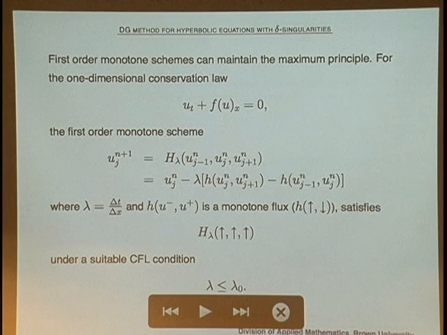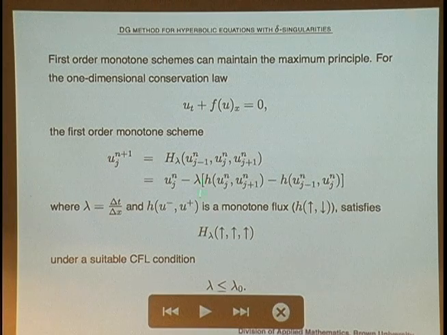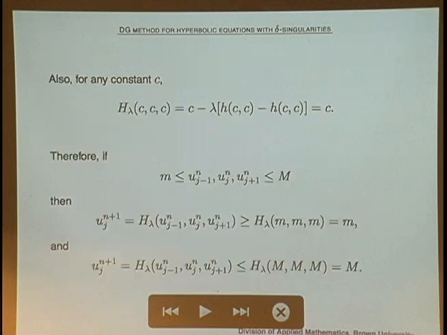Okay, so for a first order scheme, you can see in this one slide that this property is true. The capital H is increasing in all arguments. Then Maxwell's principle is kind of trivial, because if you put the constant C in, then this is C. So if you have H lambda of these 3 guys, and each of them is bigger than small m, then since capital H is increasing in all 3, it is going to be bigger than or equal to capital H lambda of 3 small m's. But this is m by this equality. So this number you compute is bigger than or equal to small m. By the same token, it's smaller than or equal to capital M.